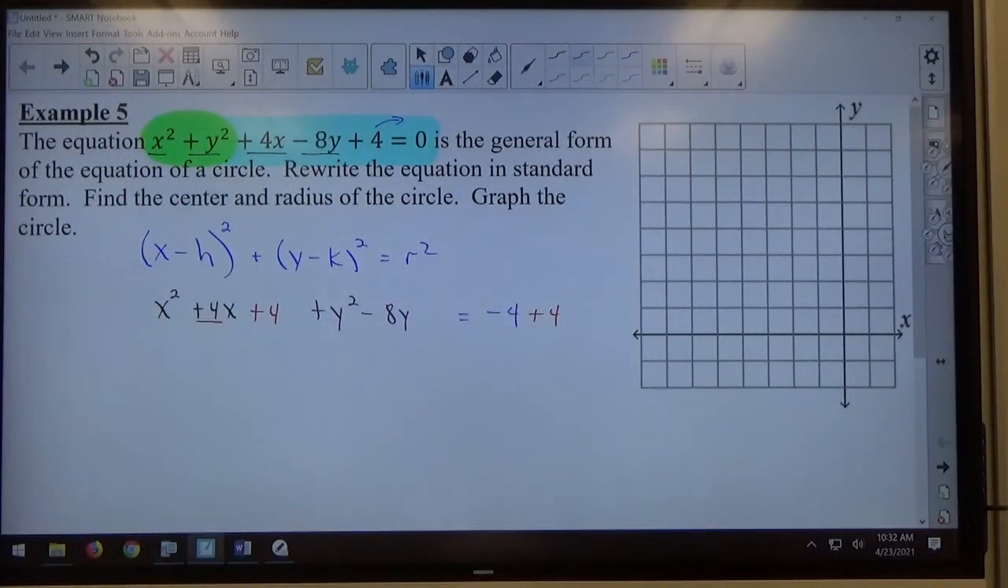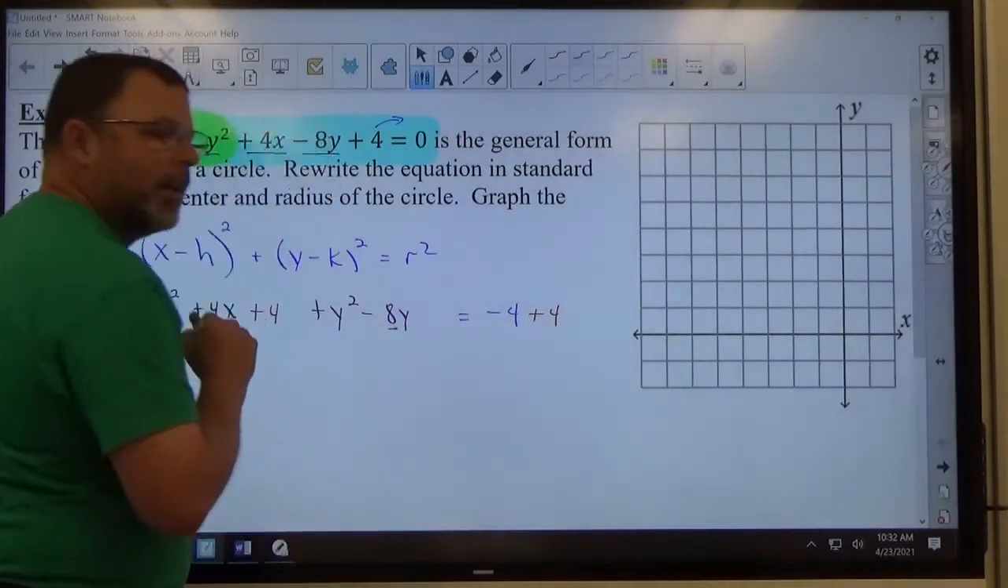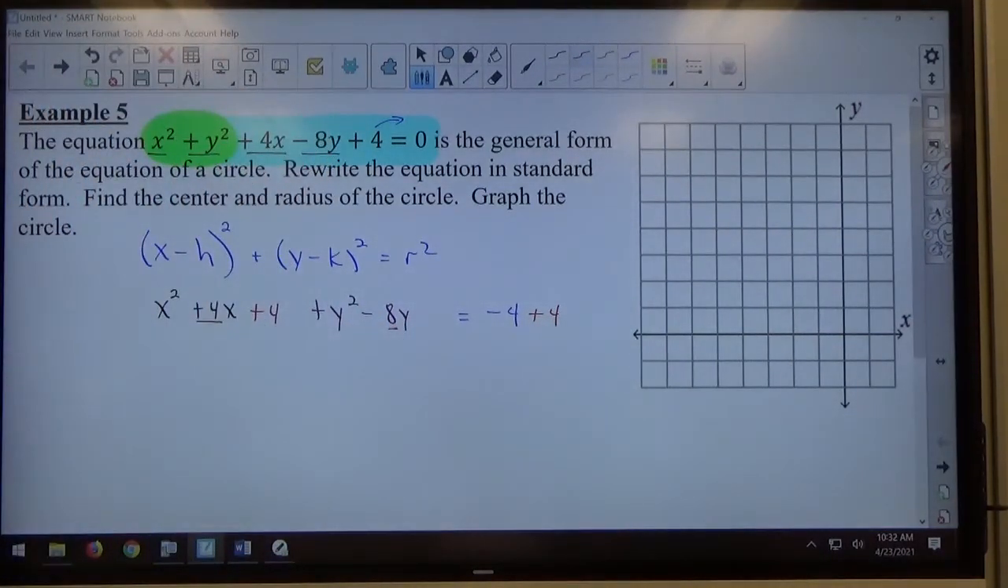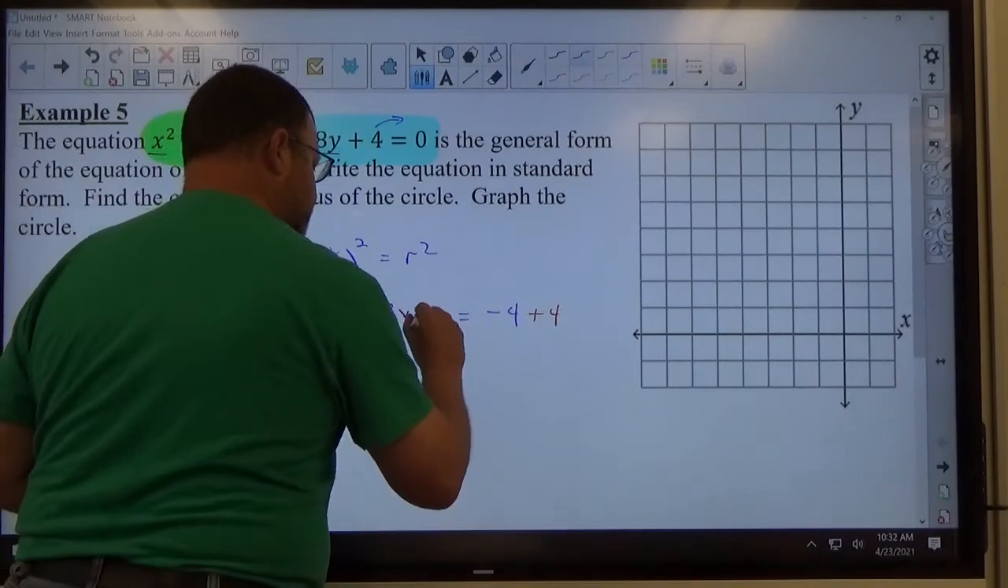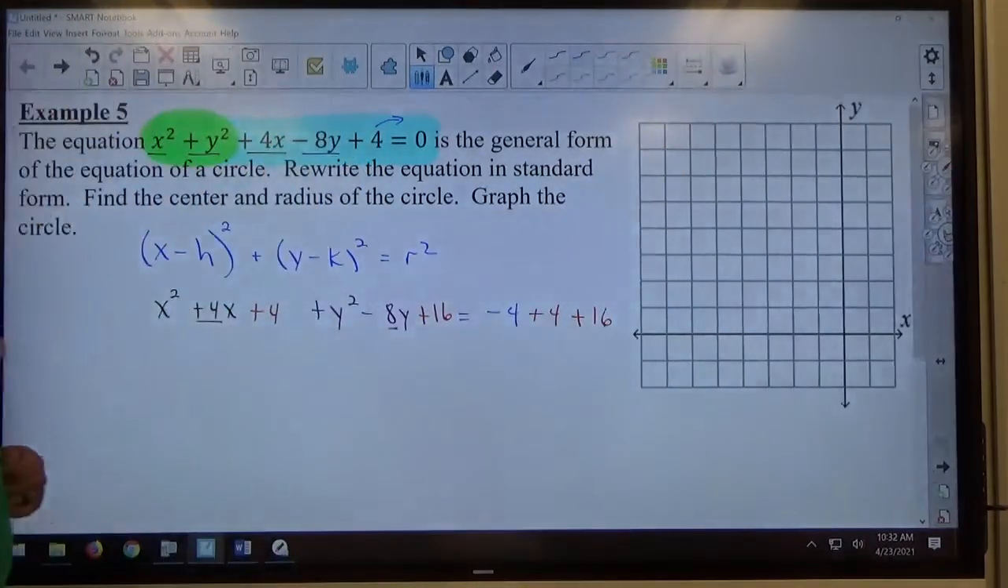That takes care of the x perfect square trinomial. I need to make a y perfect square trinomial as well. Looking at y, the number in front of y is 8. Again, don't worry about the sign, just worry about the number. Half of 8 is 4, and 4 squared is 16. So plus 16 is going to fix this one. Plus 16 on this side makes plus 16 on that side.